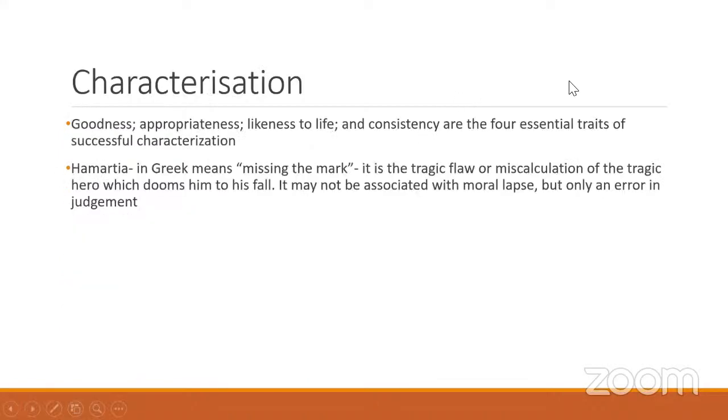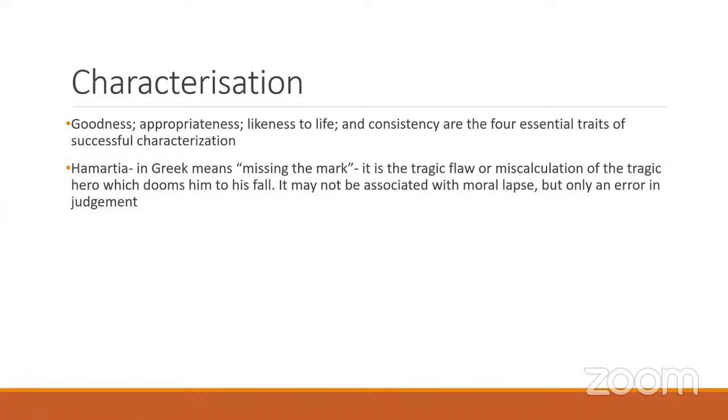After plot, we have characters, characterization. According to Aristotle, there are 4 essential traits of a successful characterization. For a character to be a successful one, there are 4 essential traits. They are goodness, appropriateness, likeness to life, and consistency. Goodness means the character must be good. The character must be the epitome of good. Whatever the action, whatever they do, whatever they say, everything will be good. That is the goodness part.